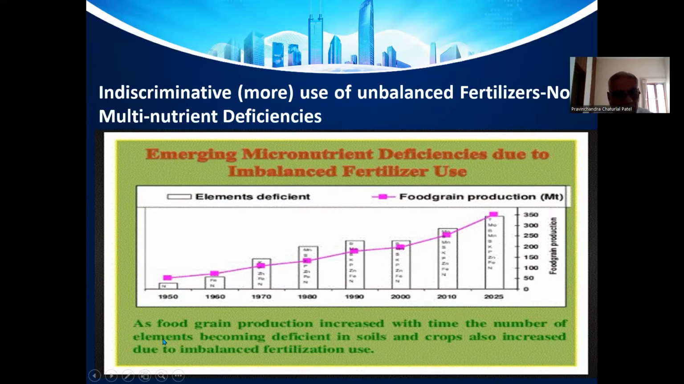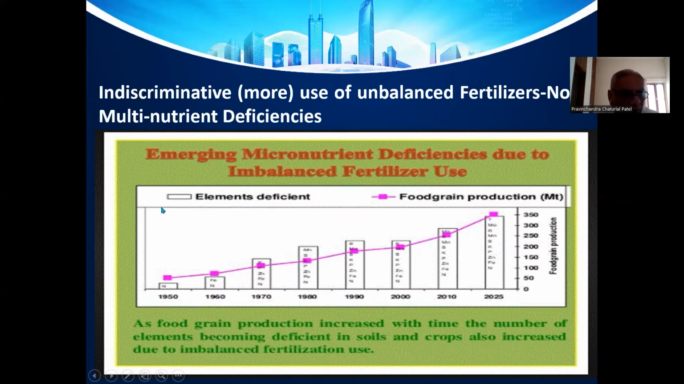So why is it increasing? Because the farmers are applying a high dose of unbalanced fertilizer. They are not applying balanced fertilizer. They are not bothered about soil testing or soil analysis, but they apply nutrients or fertilizer as per their wish. So as food grain production increases with time, the number of elements that become deficient in soil and crop also increases due to imbalanced fertilizer use.